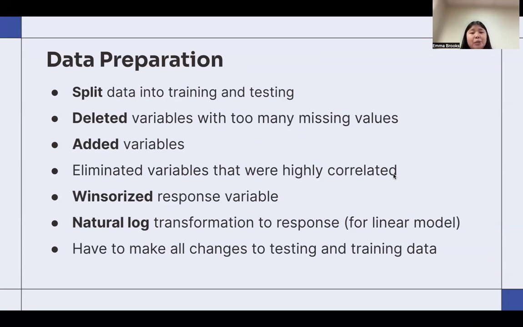I also deleted variables with too many missing values, and I added variables such as metastatic cancer body system, which denotes the area of the body the cancer has spread to, and breast cancer diagnosis side, which denotes which breast was diagnosed with cancer. I also eliminated variables that were highly correlated, and I Winsorized the response variable, which I'll talk about more in the next slide. I also did a natural log transformation to the response, but only for the linear model. And I made an R function to make all of these changes to the testing and the training data.